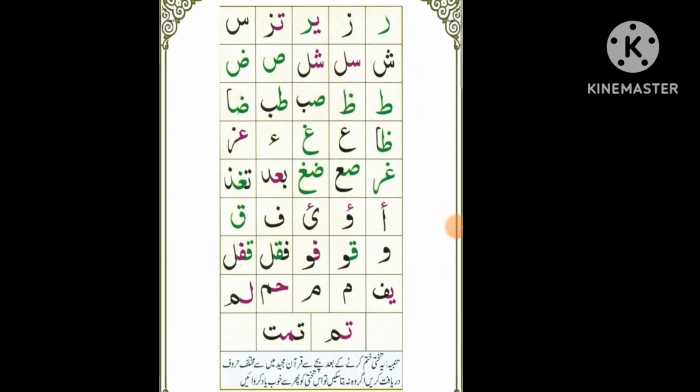raw, za, ya raw, ta za, sin, sheen, sin lam, sheen lam, sod, dod, to, zo, sod ba, to ba, dod alif, zo alif, ain, ghain, hamza, ain za.